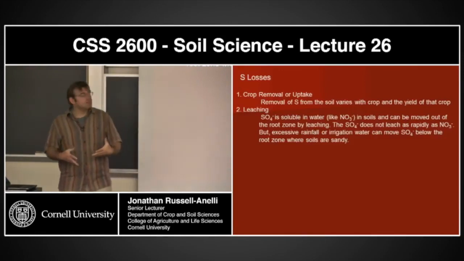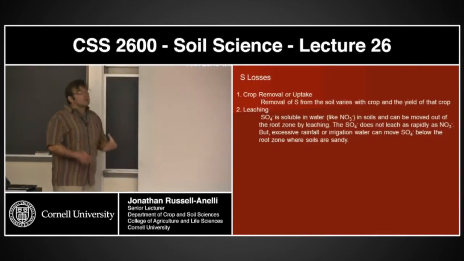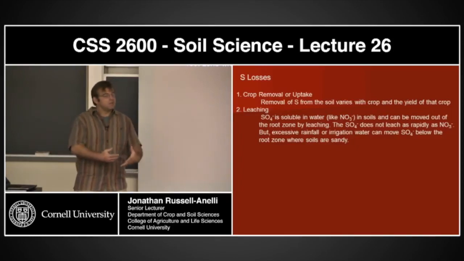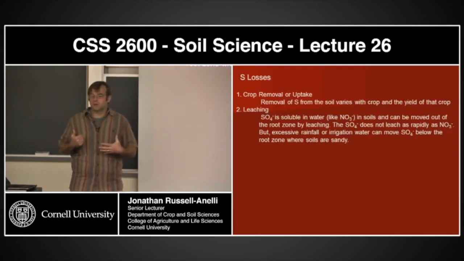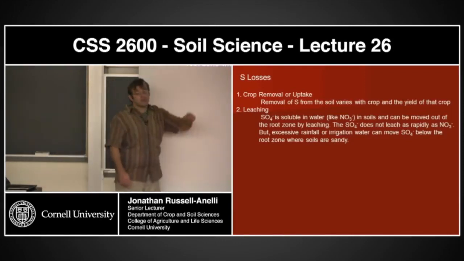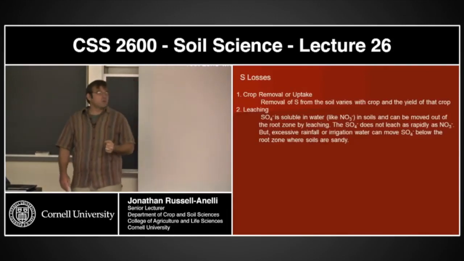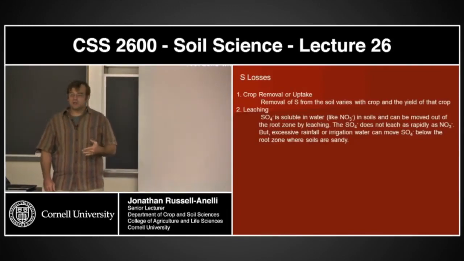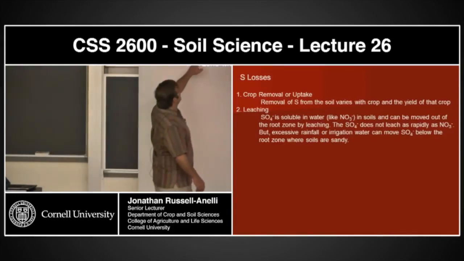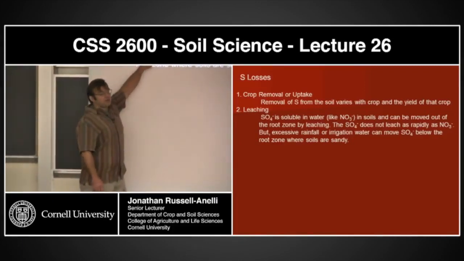What are the losses? Sulfur losses, the obvious one is crop removal and uptake by the plants. So the plants take it up and then we remove the plant. Okay, when we harvest it, we're going to be taking the sulfur with us, or sulfur with the plant. We're also going to be losing sulfur through leaching. Sulfur is leachable just like nitrate. It just happens not to be as leachable. Okay, it will be moved out of that root zone by leaching.